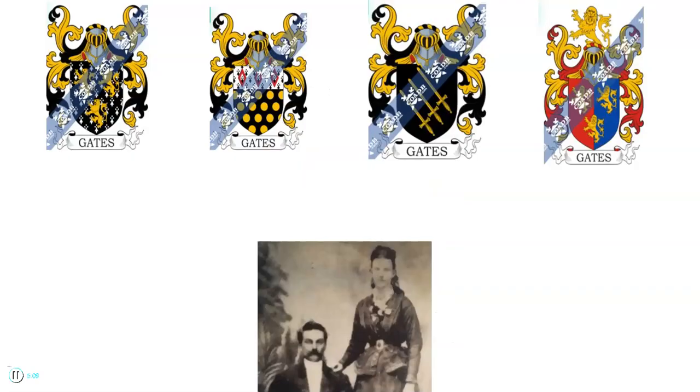So if we start with the original question, which one of these 4 Gates coats of arms belonged to the ancestors of Sarah Jane? The answer to that question is the one on the right here. That is blue and red with 3 gold lions.